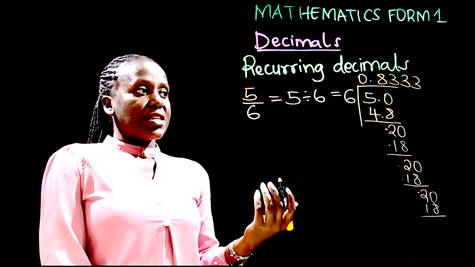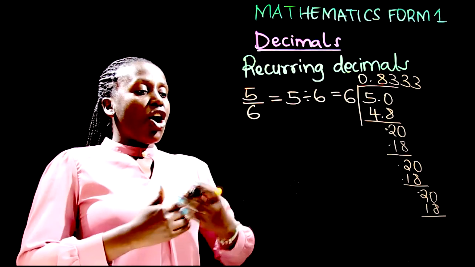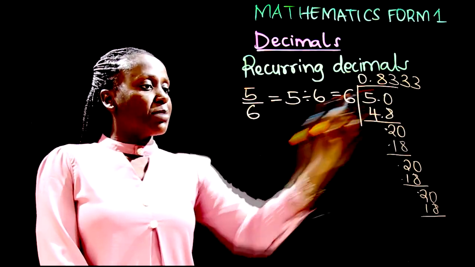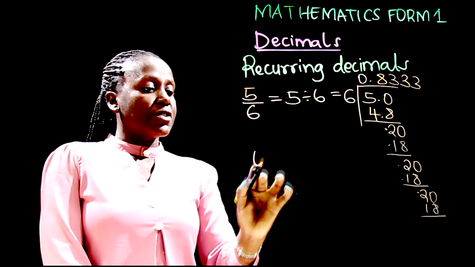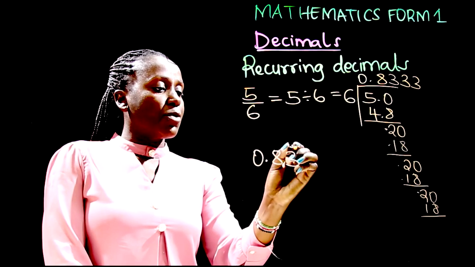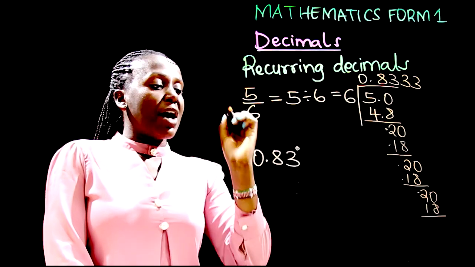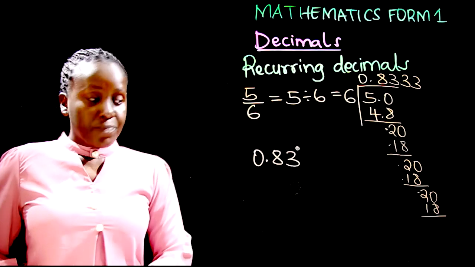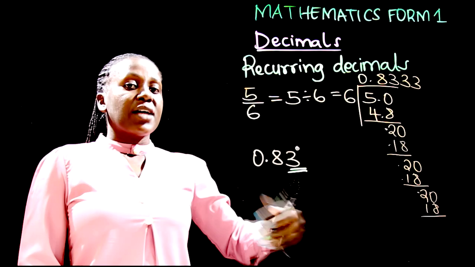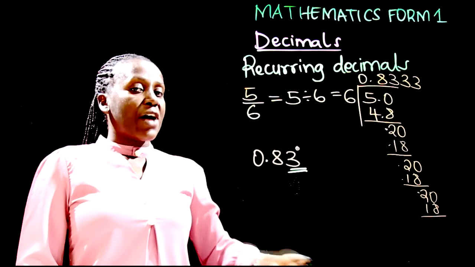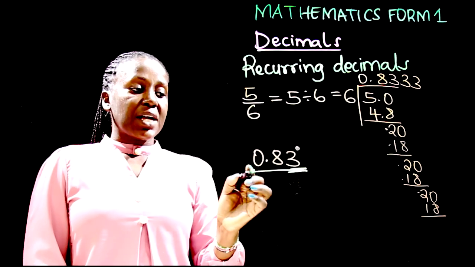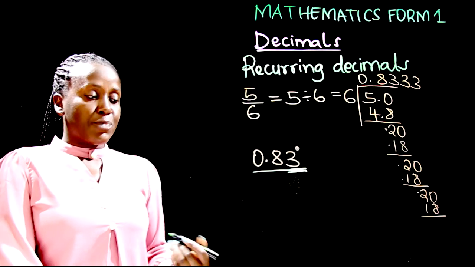So how do we write this? Because now we can't write all the 3's to even fit in our book. So this decimal would be written as 0.83, and then we put a dot above the 3. What does this show? This shows that the 3 is the one that repeats itself over and over again. So this is how you write a recurring decimal.